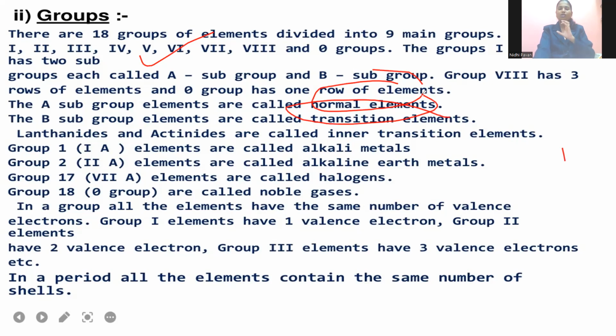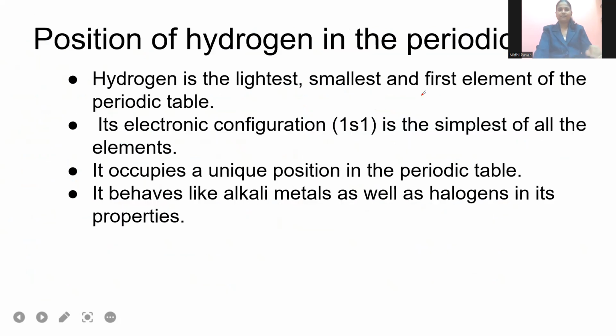In a group, all the elements have the same number of valence electrons. Group 1 elements have 1 valence electron, group 2 elements have 2 valence electrons, like that. But in a period, they have the same number of shells. So this is regarding the modern periodic table and the modern periodic law.